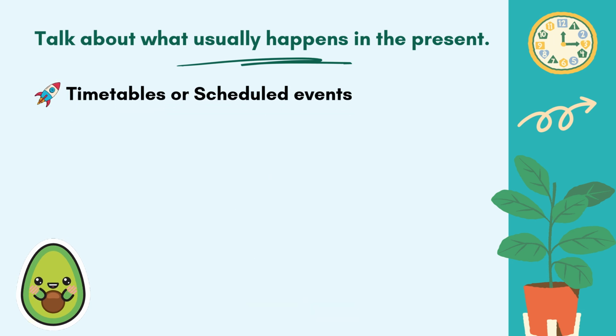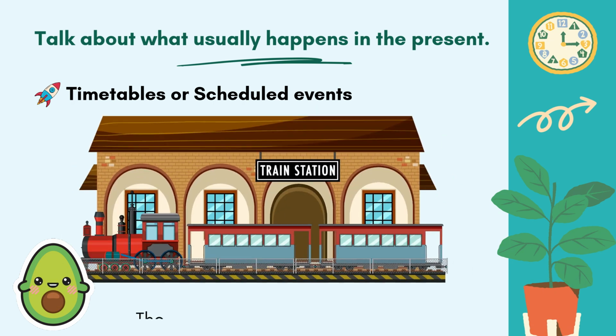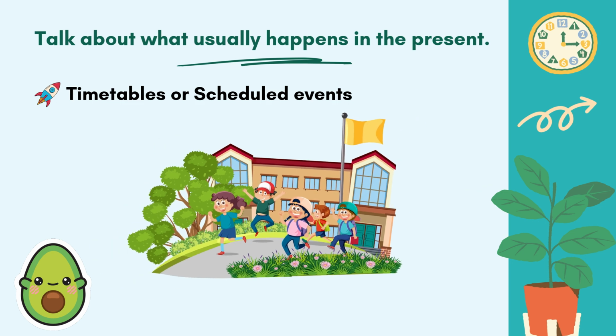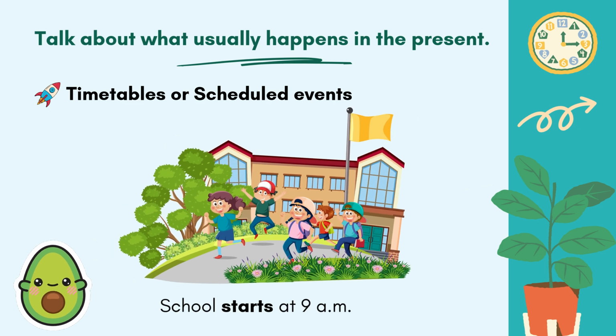Things that are fixed by a schedule. Examples: the train leaves at 8 o'clock. School starts at 9 a.m.